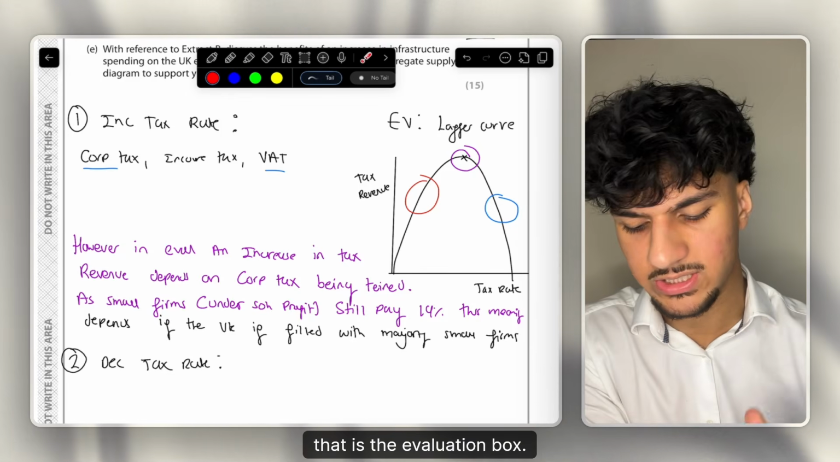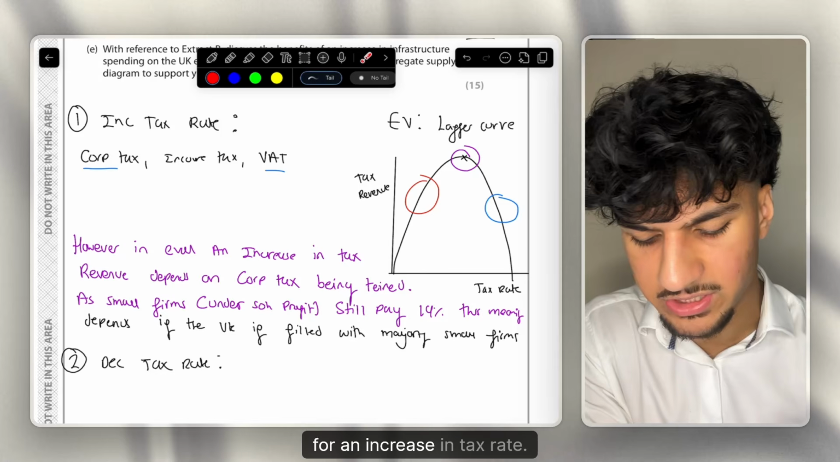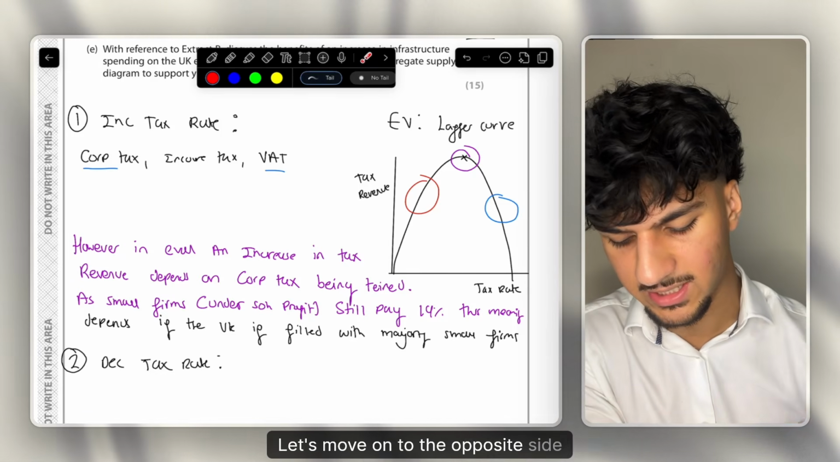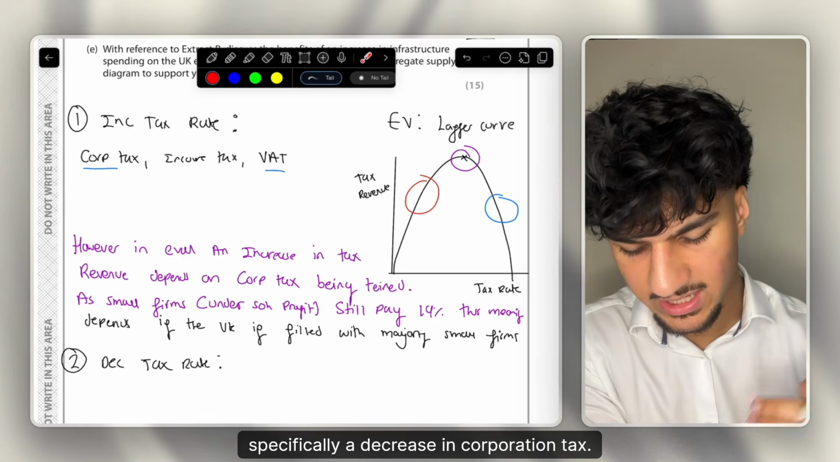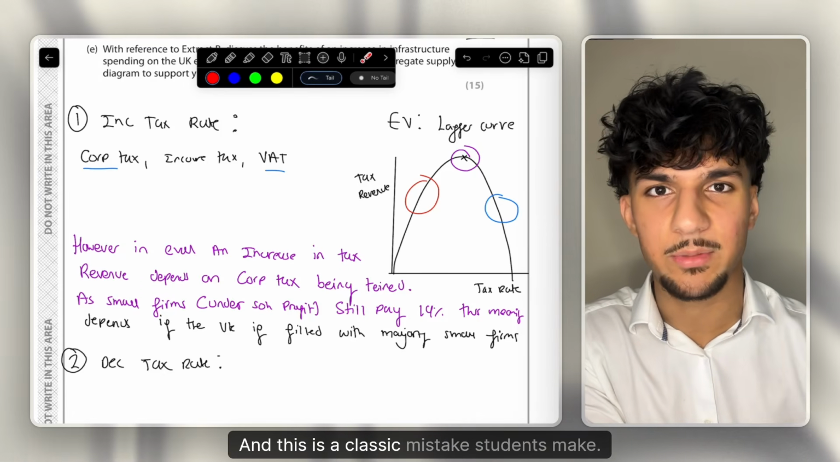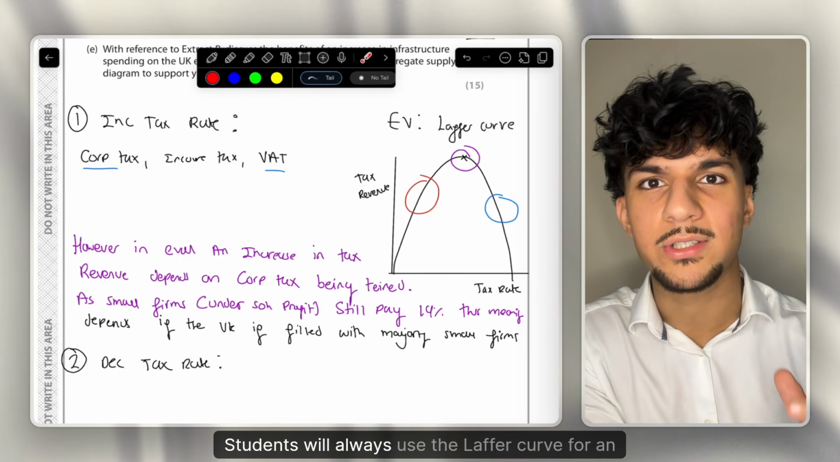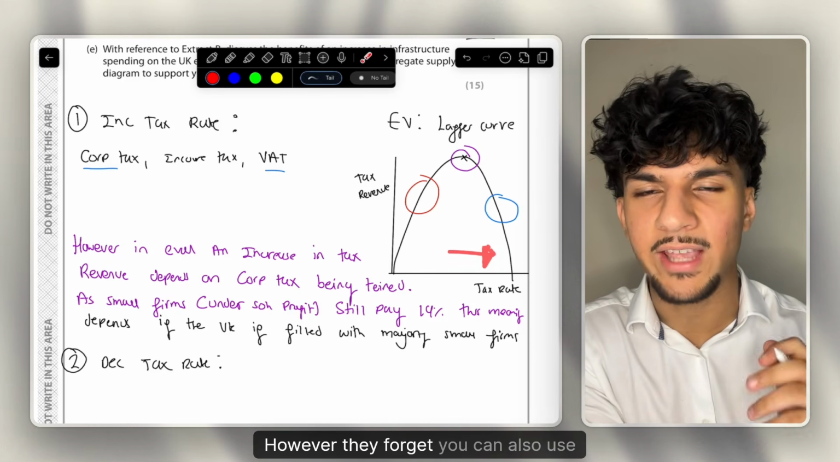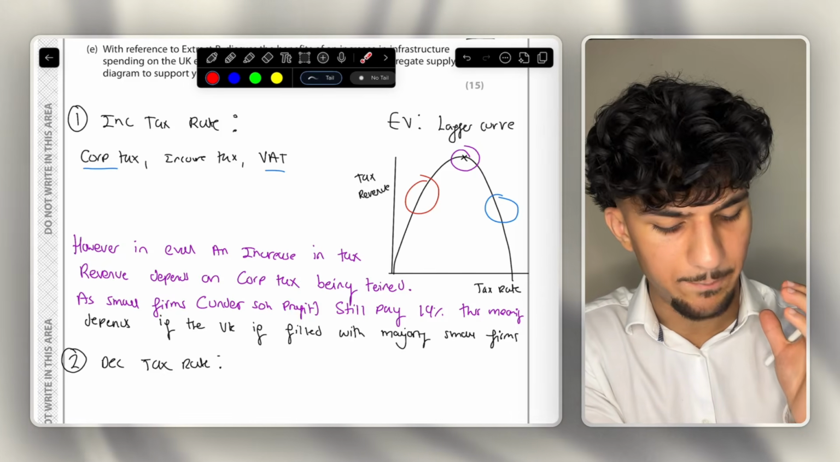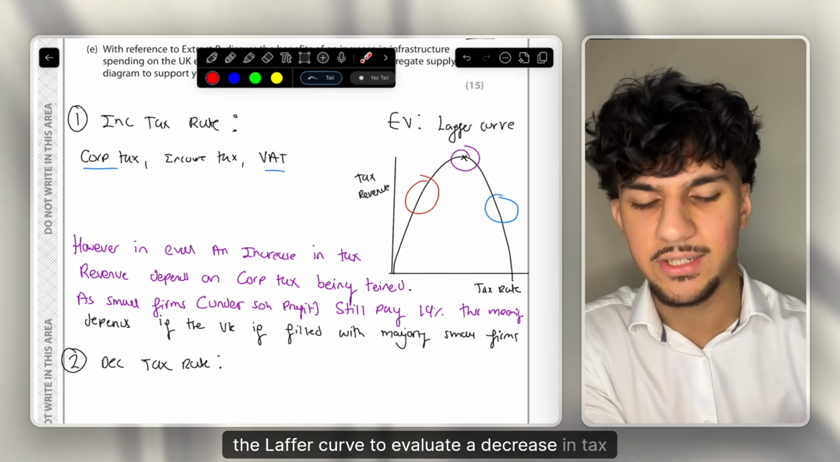That is the evaluation box, so I've given you 2 points there for an increase in tax rate. Let's move on to the opposite side, which is a decrease in tax rate, and more specifically, a decrease in corporation tax. How would I evaluate this? And this is a classic mistake students make. Students will always use the Laffer Curve for an increase in tax rate. However, they forget you can also use the Laffer Curve to evaluate a decrease in tax rate.